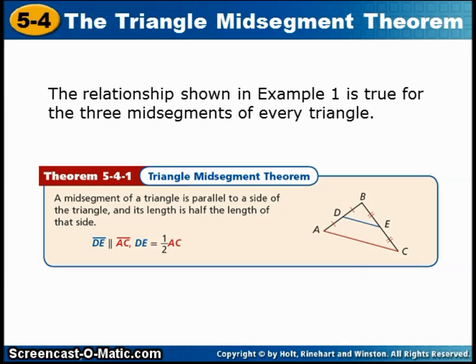Alright, moving on, we're going to look at what actually happens with the midsegments, which you just proved in a sense for two examples. A midsegment of a triangle is parallel to a side of the triangle, and its length is half the length of that side. So two things happen. Since the slopes are the same, these two lines DE and AC are parallel. It also means that the distance from D to E is half the distance from A to C. So we call that the triangle midsegment theorem.